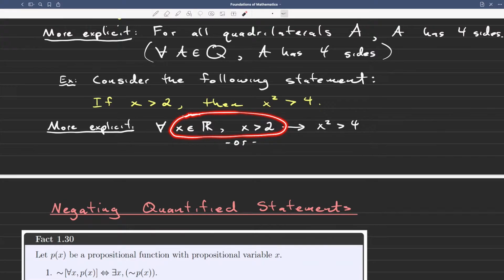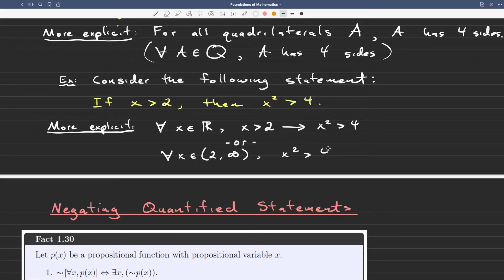So what I could do is I could shorten this up to something like this. For every x in the interval from 2 to infinity, x squared is greater than 4. Notice that it's no longer an if-then statement, but it would be equivalent. But the main point here was that there was a buried for every in this thing that wasn't stated explicitly, but you can kind of just tell that they must be talking about all such x's, right?